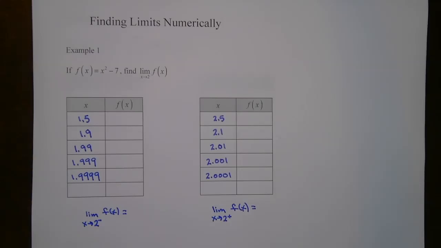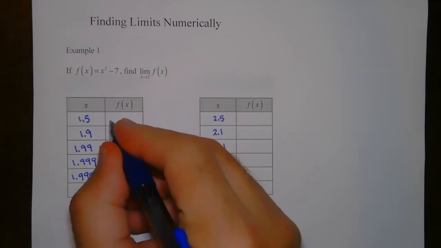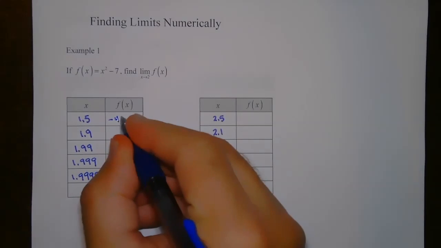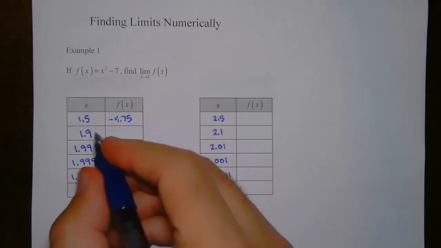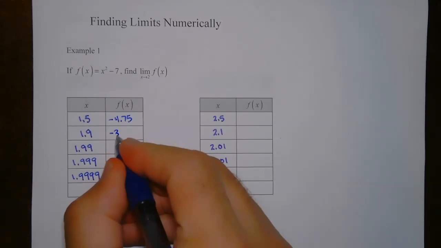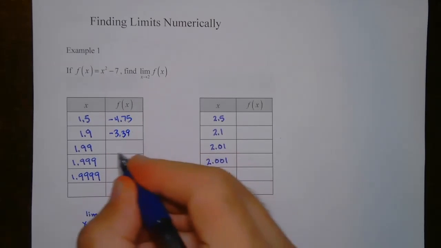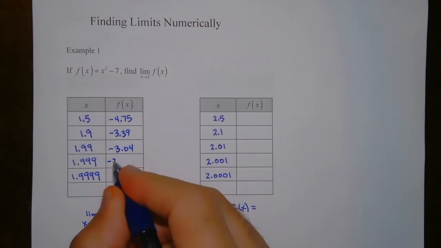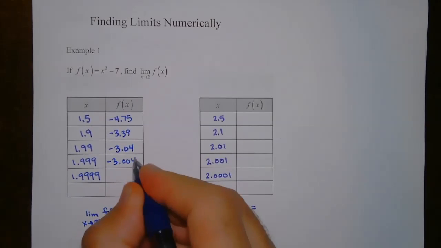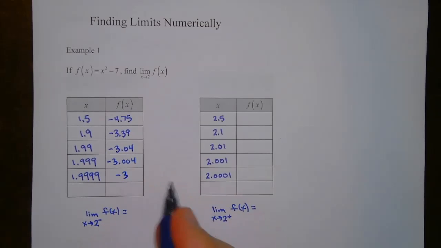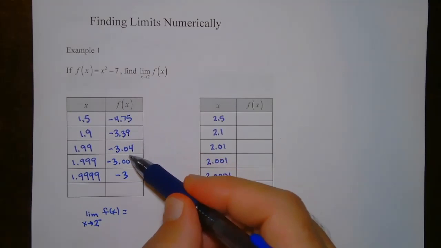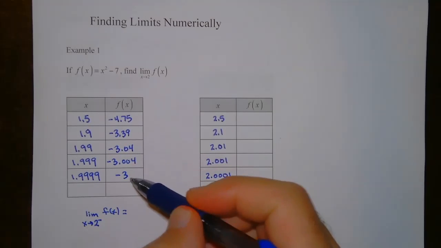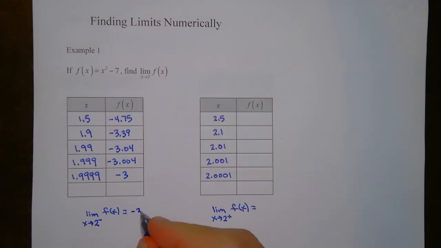So recording this from our graphing calculator, we'd write -4.75 and then -3.39 for this one, and -3.04 and -3.004, and then finally right here -3. So this is getting closer. If you look at the function values or the y values, they're getting closer and closer to -3.